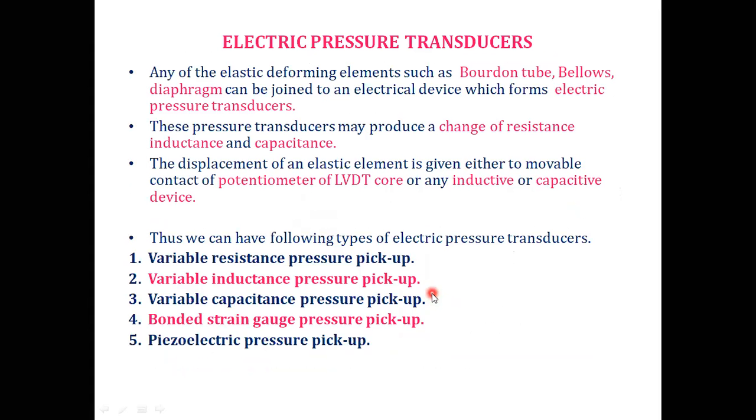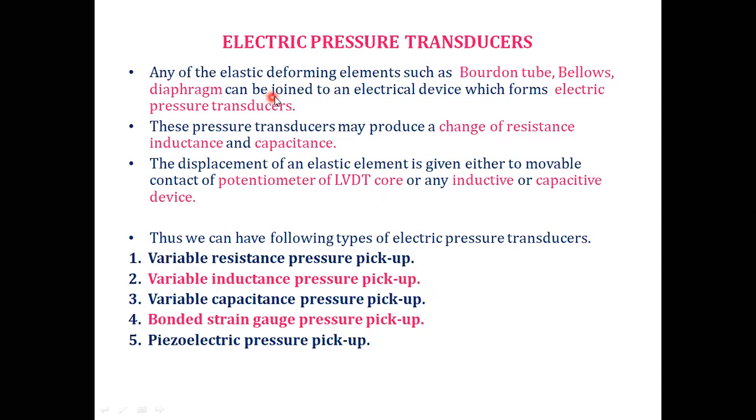And next one is electric pressure transducers. All these, diaphragms, capsule, bellows, and Bourdon tube, come under mechanical transducers. From now onwards we will see the electrical type of pressure transducers.